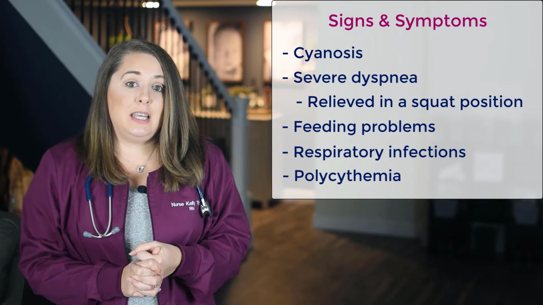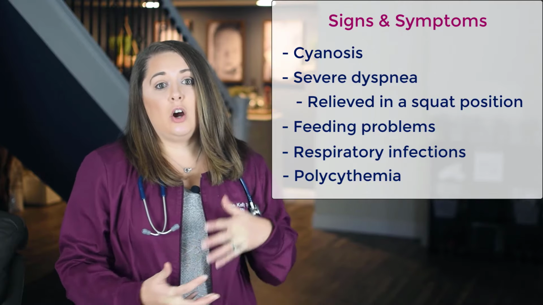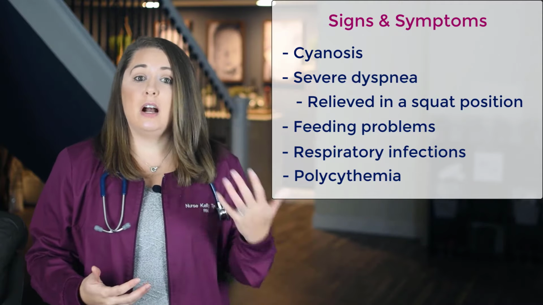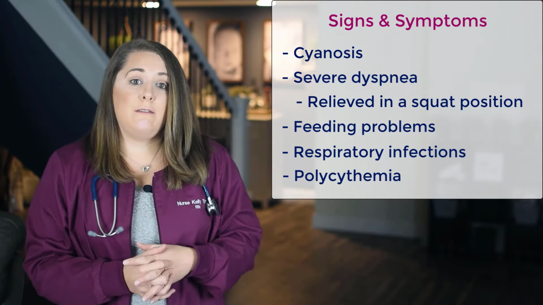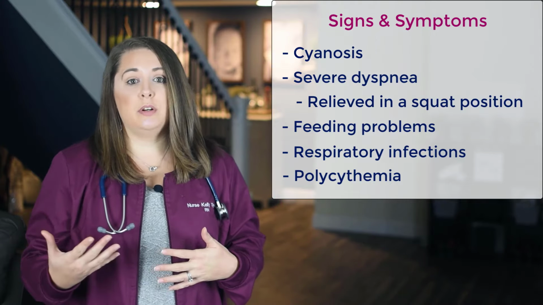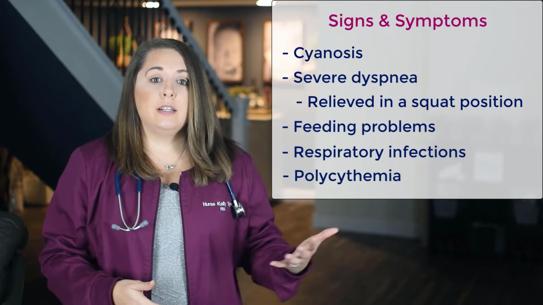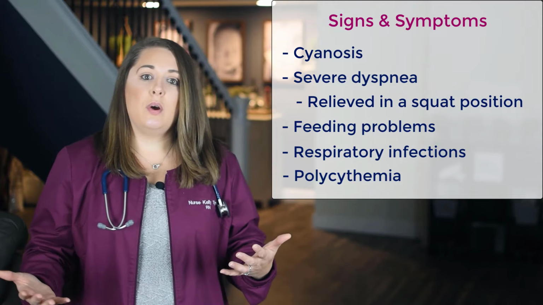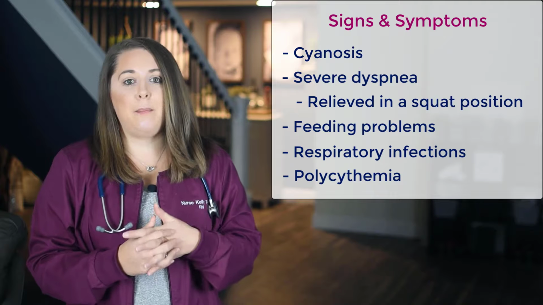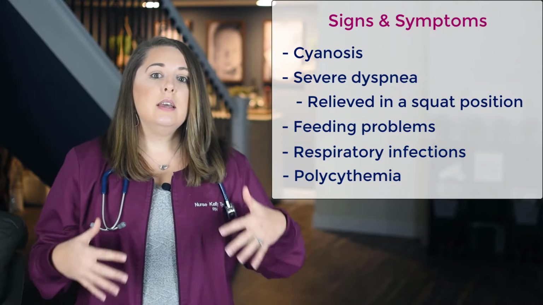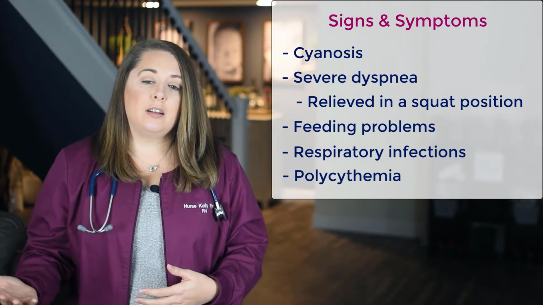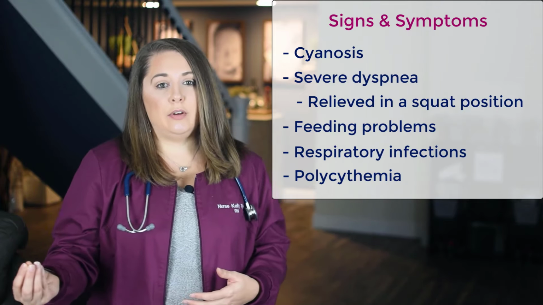Other signs and symptoms you'll see are feeding problems because the heart is pumping really hard at rest. So these babies are going to be really exhausted and they're not going to want to eat. You'll also see frequent respiratory infections and polycythemia, which is basically an overproduction of red blood cells. And the reason why this happens is because these babies are going to have chronically low oxygen levels. So the body is going to try and compensate for that by making more red blood cells, since red blood cells contain hemoglobin, which helps to carry and deliver oxygen throughout the body on a cellular level.